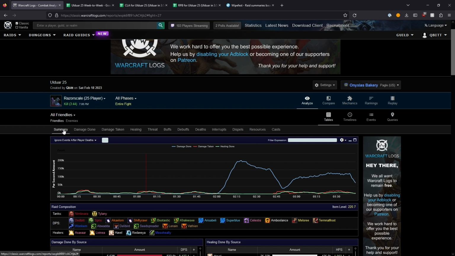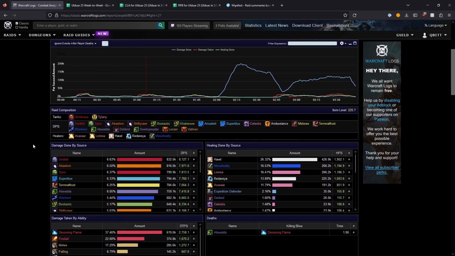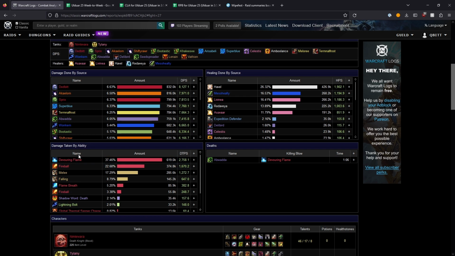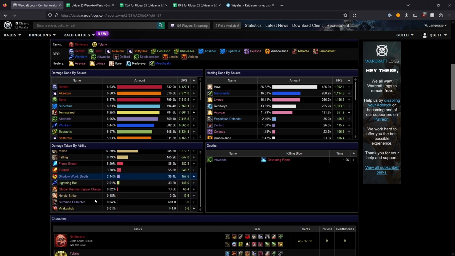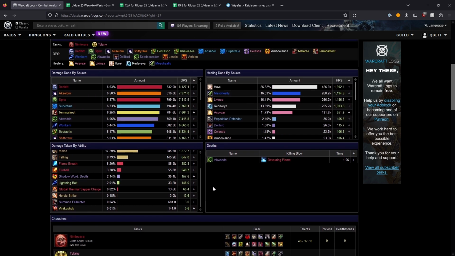Starting with the Summary tab, this just gives an overall summary of the raid. It parses out who the participants were, and it gives us a section on damage done, a section on healing done, and a section on damage taken, which is the tanks. And then it has more details of individuals down here at a glance.